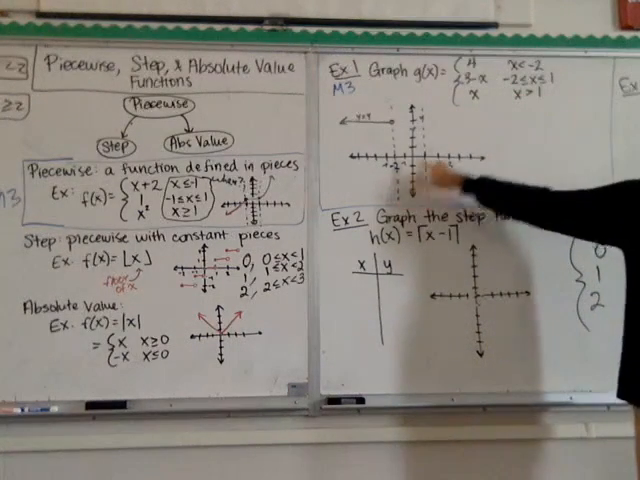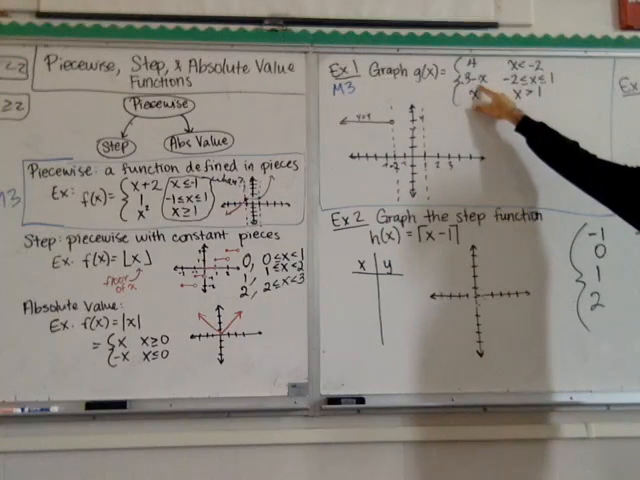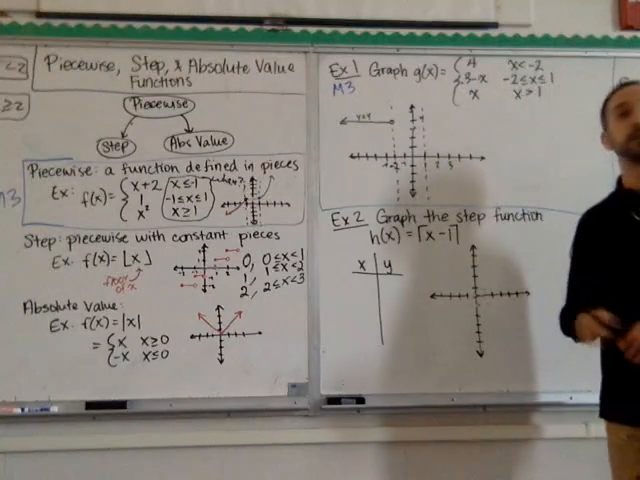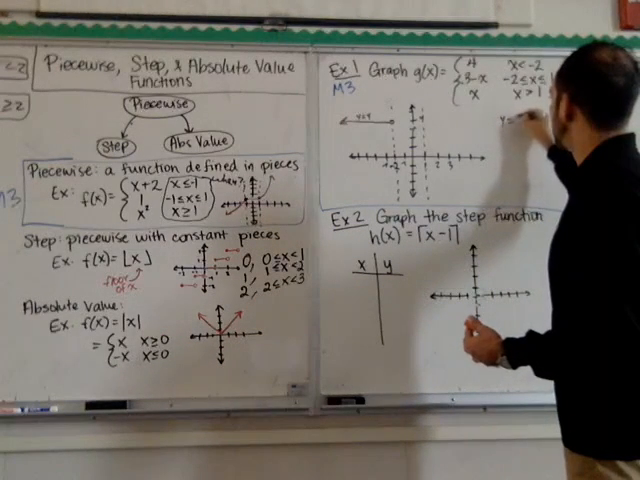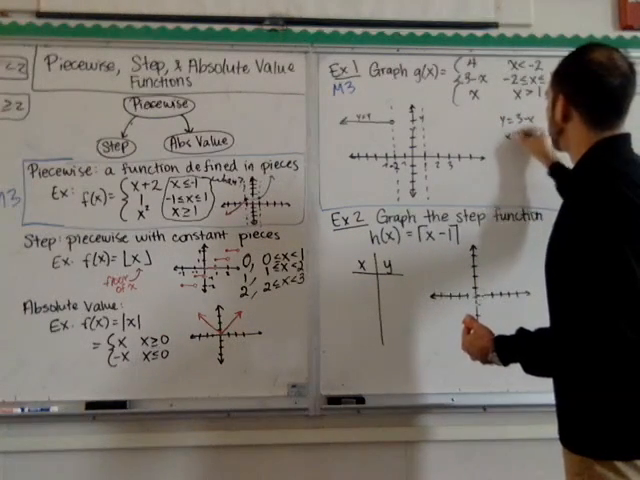Between -2 and 1, I have this function right here. And you'll be able to graph it with Desmos for the latter half of the problem here. But let's go ahead and do it right here. Y is equal to 3 minus x. And let's do a table for it.